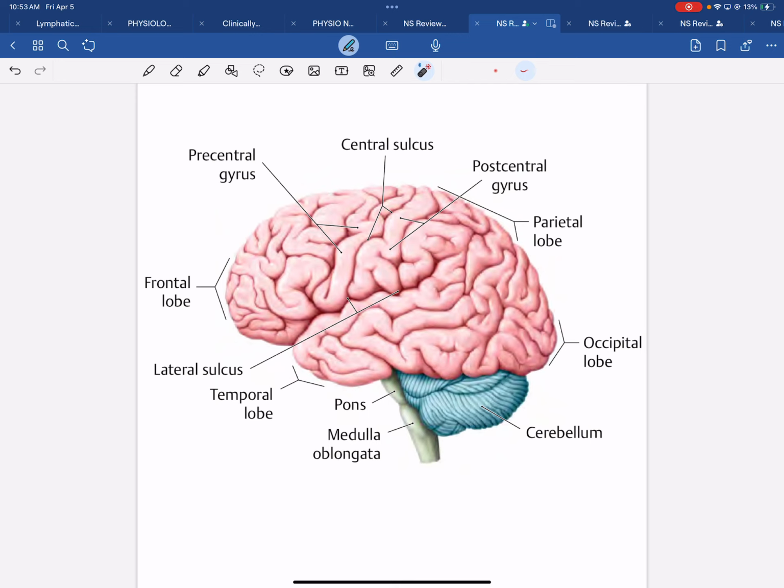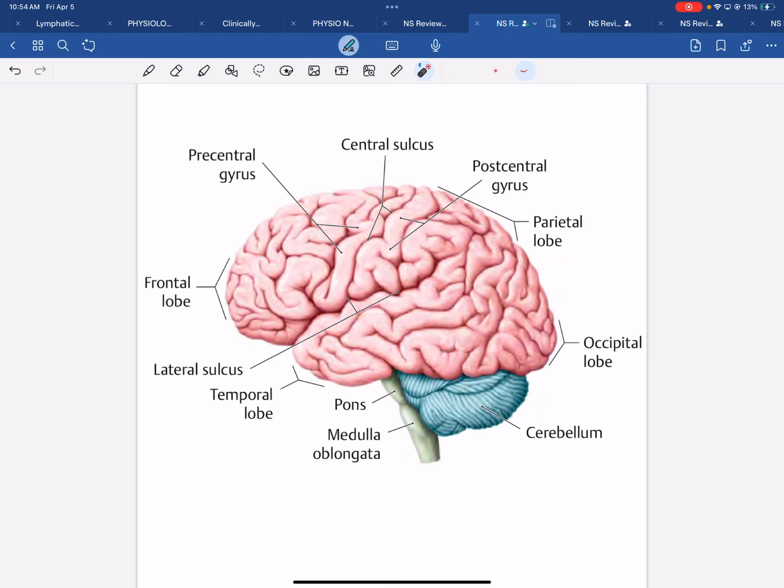Okay. What about function for occipital lobe? Processing visual information and storing that visual information. Good. So it houses primary visual cortex for processing and storage of visual information. Good. Okay. What about temporal lobe?